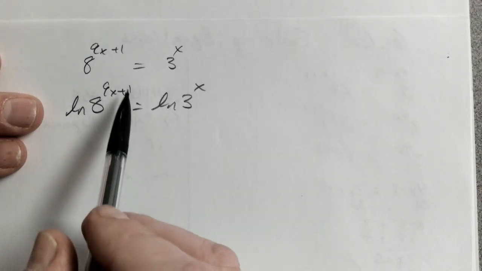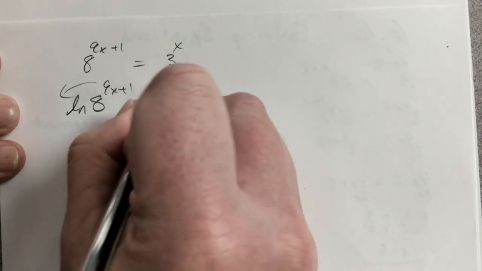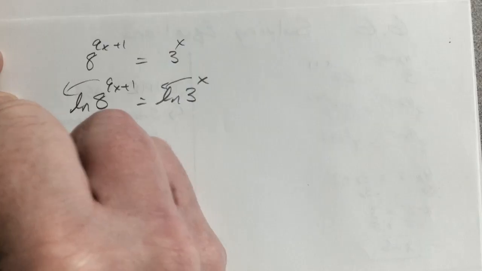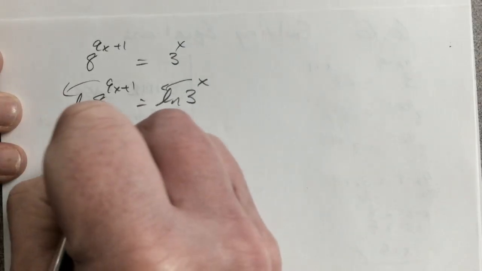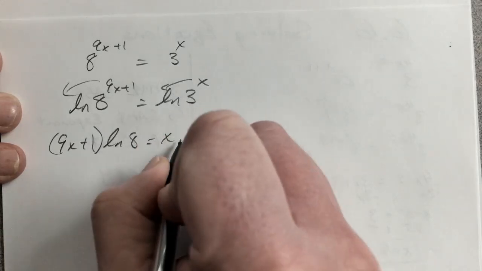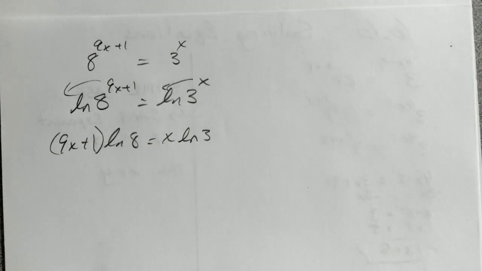I have the log with an exponent. Property 3 of the logarithm says the exponent becomes a multiplier. So that exponent comes out front, that exponent comes out front. Now that exponent is a binomial, so I'm going to put it in parentheses, 9x plus 1, times the natural log of 8, which is just a number. And it equals x times the natural log of 3, which again is just a number.